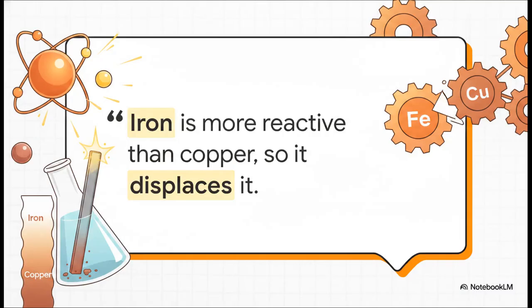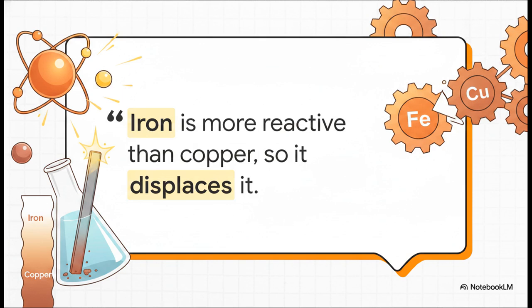So the absolutely crucial rule to remember here, and the ultimate answer to exactly why iron displaces copper metal in this scenario, is this. Iron is simply more reactive than copper, period, so it displaces it. It all comes down to their internal atomic makeup and their desire to bond.